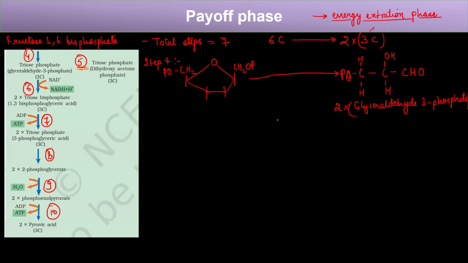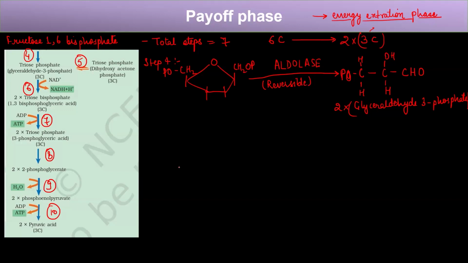Now what happens to this glyceraldehyde 3-phosphate? The enzyme that catalyzes this reaction is known as aldolase. And the third important thing is that this reaction is reversible.